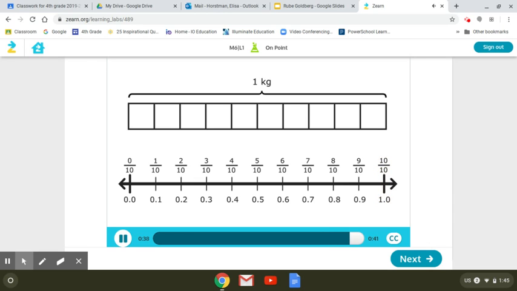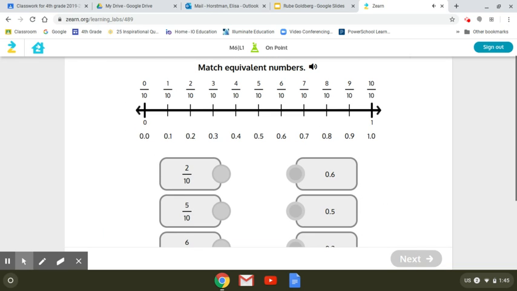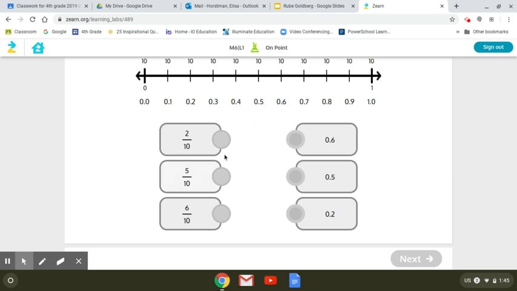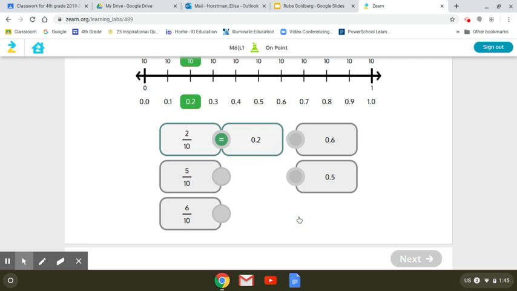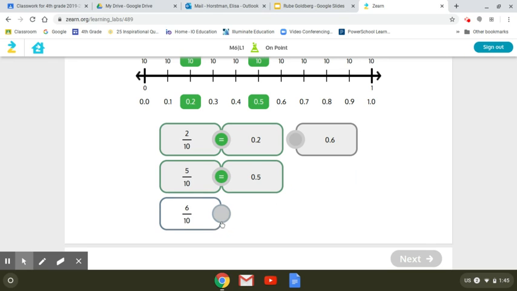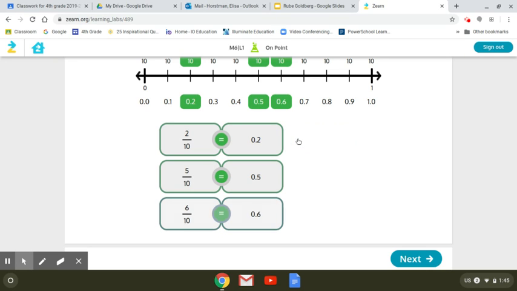Great job. Let's try to find other equivalent numbers. So 2/10, what would 2/10 match up to? How do we do that one and that one? 5/10 would match up to this one, and 6/10 would match up to 6/10.